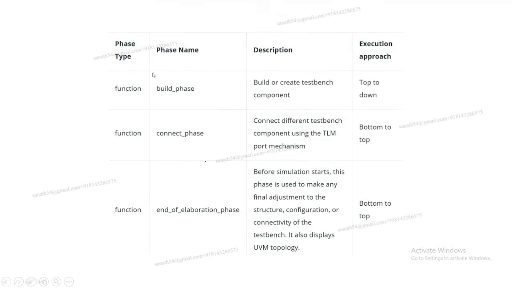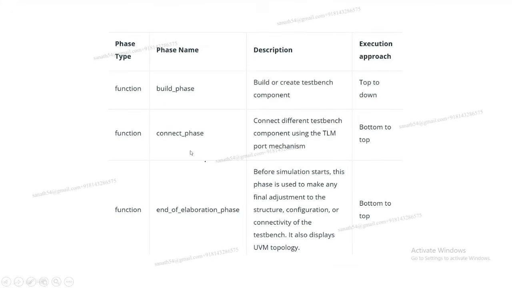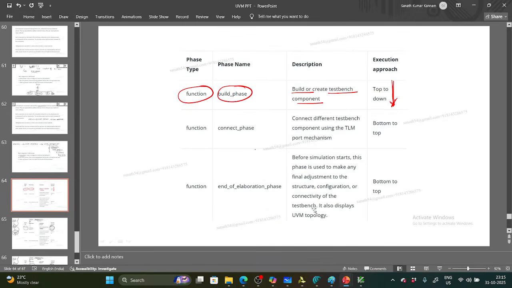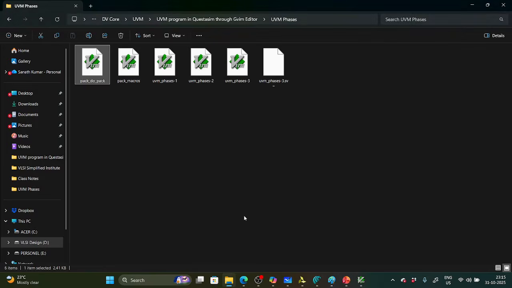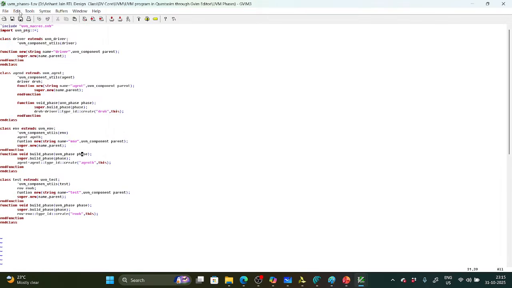Next, these are the types of phases. The first one is a function, the build phase. It builds or creates the test bench components, and this is a top-down approach. We'll see the build phase and how the program will look. I wrote the program for the build phase. This is phase one. You see this code.